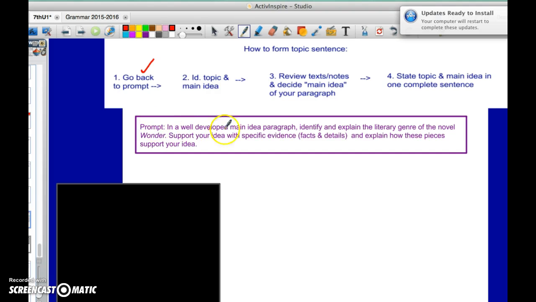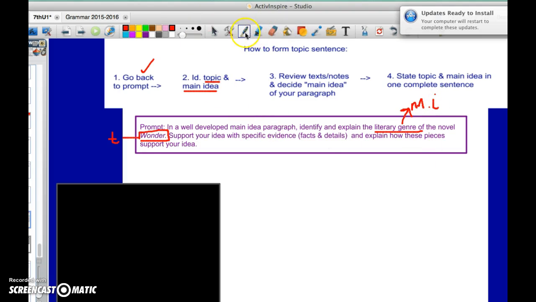The prompt says, in a well-developed main idea paragraph, identify and explain the literary genre of the novel Wonder. Support your idea with specific evidence, facts, and details, and explain how these pieces support your idea. So I'm going to identify the topic and the main idea. The topic in this case, the thing we're writing about, is Wonder. So here's our topic. Our main idea about it is we need to think, okay, what's the genre? So here's our main idea. Sorry, it's hard for me to write like this.